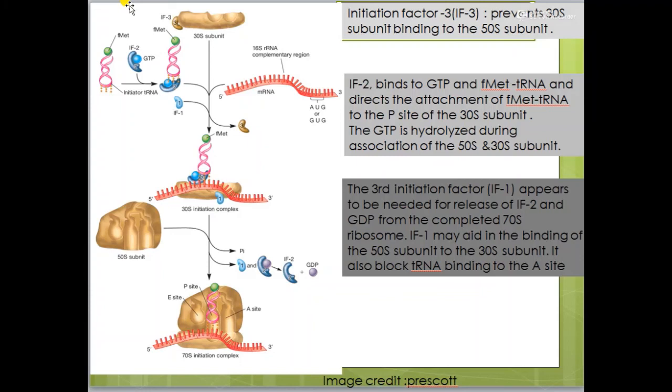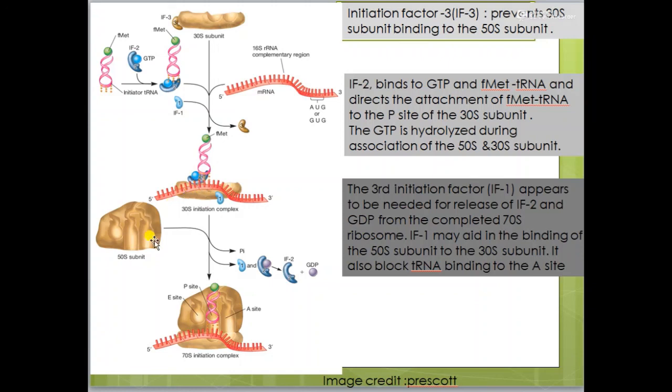Now, at the same time, that is possible only if the mRNA is also bound. So the 16S rRNA, here in the 30S subunit, will interact with the mRNA, and that interaction will be possible over here. And we also have the formyl methionine, which will come and bind to the P site of the 30S subunit.